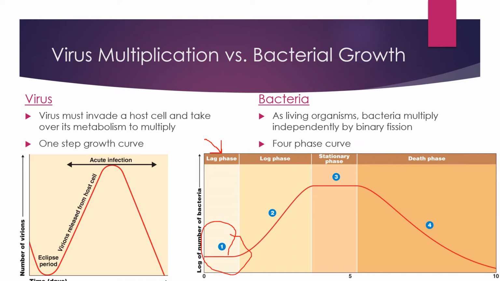During the lag phase, bacteria are adjusting to their environment and making changes to their metabolism in preparation for growth, but at this point they're not growing, so our curve shows a flat line as a result. When the bacteria begin to undergo binary fission, they enter the log phase, which you see here.